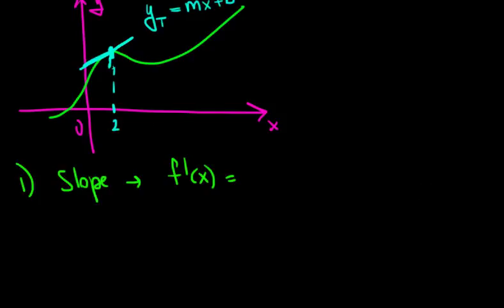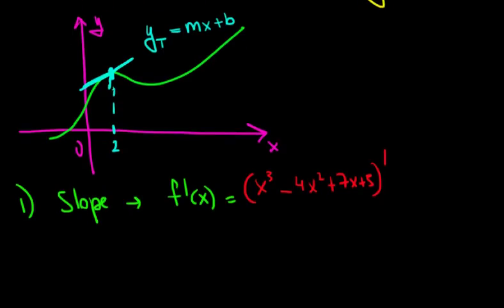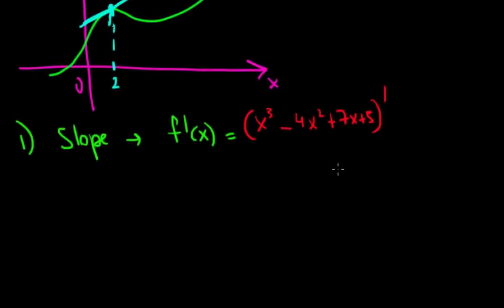Let's go back to our function, which is x cubed minus 4x squared plus 7x plus 3. We're differentiating every term separately. X cubed derivative from the power rule is just 3x squared, minus 4x squared derivative is 4 times 2x, so that's 8x. 7x derivative is just 7, and 3 derivative is 0, so no need to write it. That's the derivative of the function, that's the general slope, but we need the slope exactly at the point of 2, because that's the question.